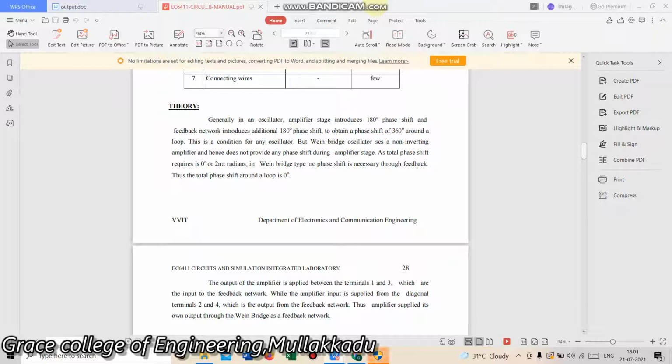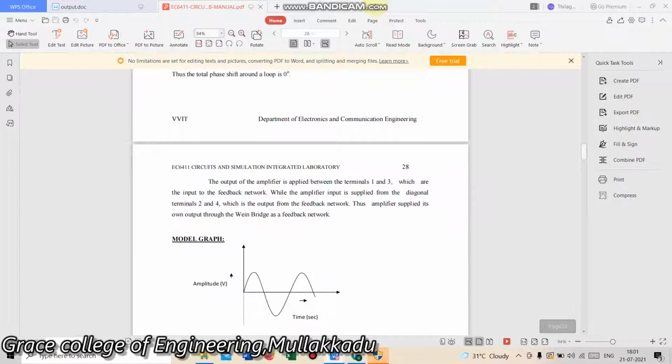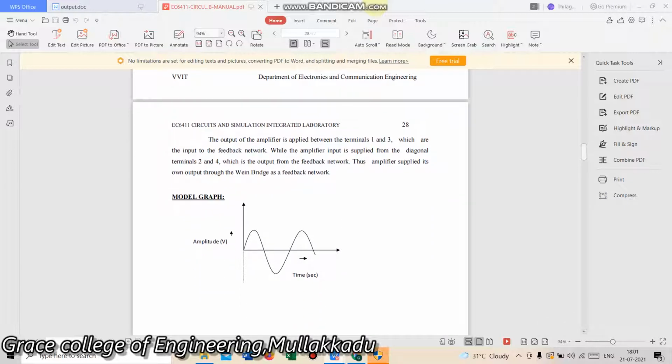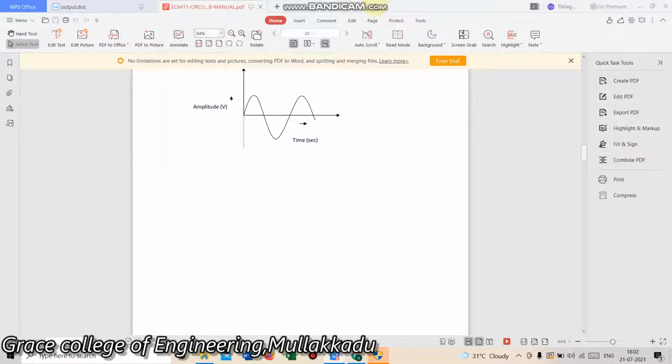The Wien bridge oscillator acts as a non-inverting amplifier and hence does not provide any phase shift during the amplifier stage. The total phase shift will be either 0 or 360-degree. In this type there is no phase shift through any network, therefore the total phase shift is 0-degree. The output of the amplifier is applied between terminals 1 and 3, which is the input of the feedback network, while the amplifier input is supplied from the diagonal terminals 2 and 4 of the Wien bridge network. It produces the output from the feedback network, and the amplifier is supplied its own output through the Wien bridge as a feedback network. The output waveform is a sinusoidal waveform.